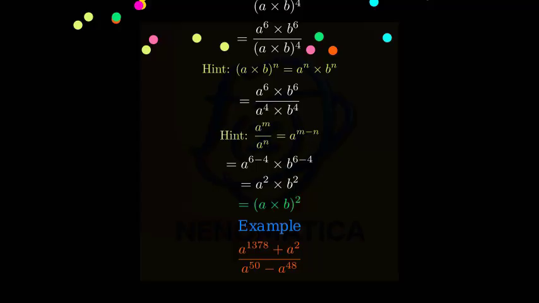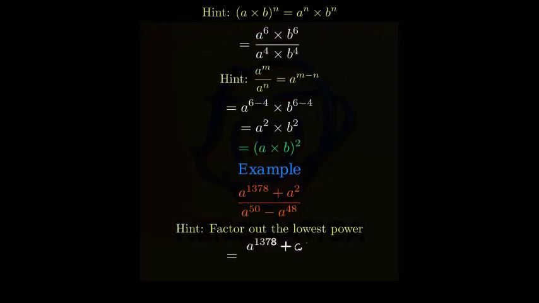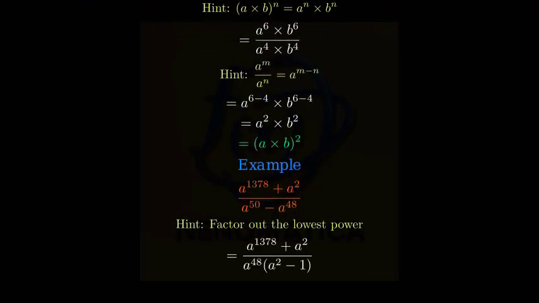Step 1. Let's start by factoring the denominator. We can rewrite a to the power of 50 minus a to the power of 48 as a to the power of 48 times open parenthesis, a squared minus 1, close parenthesis. This is because we can factor out the common factor of a to the power of 48, leaving us with a squared minus 1 in the parentheses.